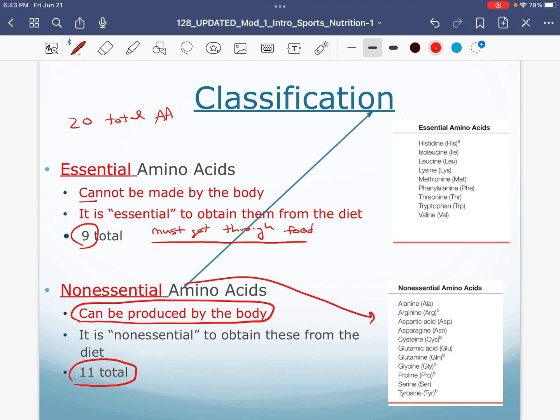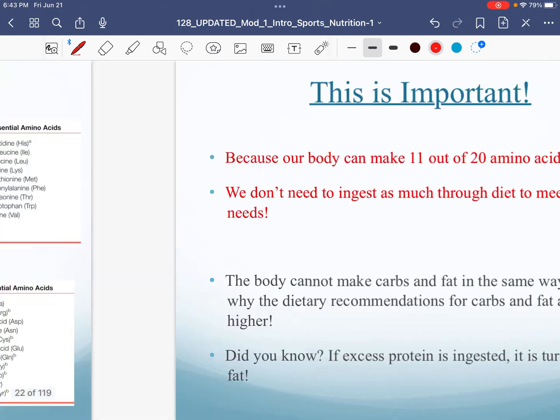Protein structurally contains nitrogen. Of the 20 amino acids that can make up a protein, some are considered essential, some are non-essential. 9 of the 20 are considered essential amino acids because we must get them through diet. They're essential to get through diet, 9 of the 20 amino acids. The remaining 11 amino acids are considered non-essential. We don't need to get them through the diet because our body can make them.